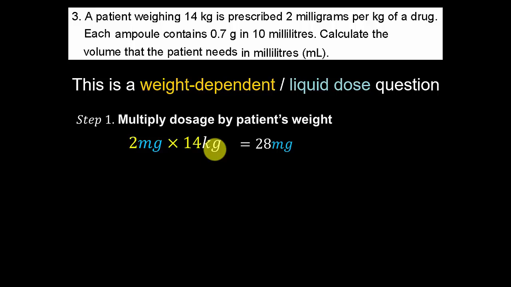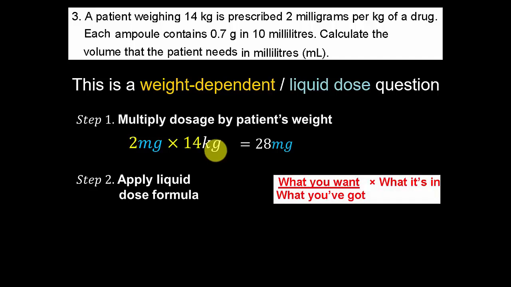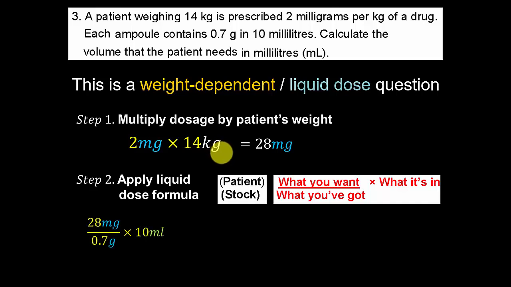That will go into step 2, because that will be what you want to give the patient. So apply my liquid dose formula, which you remember is what you want, what you've got, times what it's in. And I'm thinking about the patient coming first, so it's 28 milligrams over the 0.7 grams, the stock strength, times what it's in, 10 milliliters. But we haven't finished yet with our thinking.